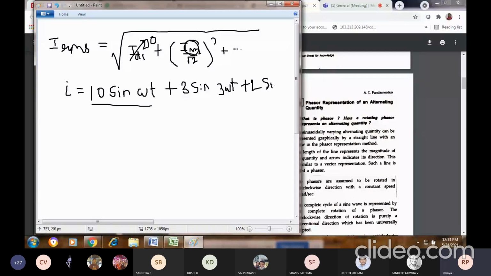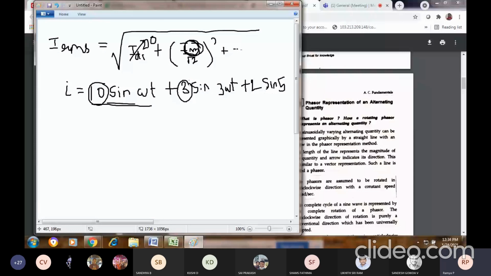Now this IM you should calculate for the first component. What is IM here? If I change this to the standard formula, it is I equals IM sine omega t. So in place of IM, I have 10 here, so I can put it as 10 divided by root 2 whole square. And what is the second component? I should find out IM2 divided by root 2 whole square. What do you have in place of IM here? You have 3. So 3 divided by root 2 the whole square. And the next third component is 2 divided by root 2 the whole square.